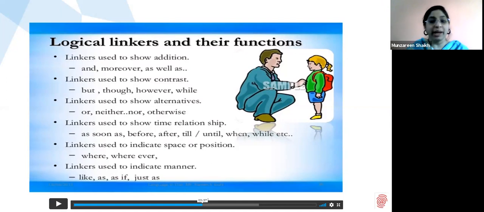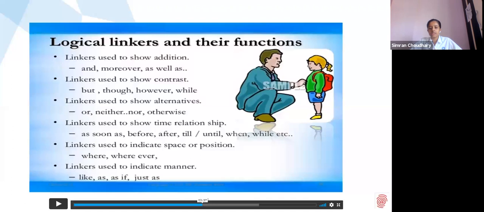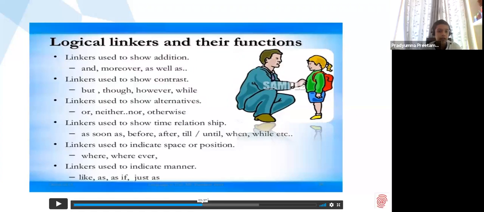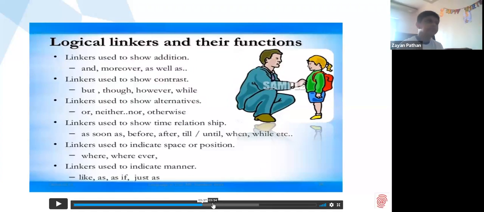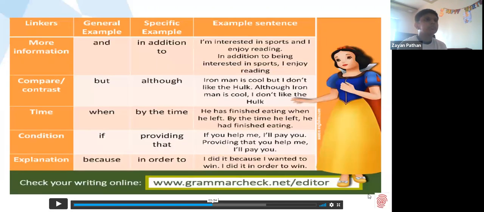If you want to show contrast, which type of linker are you going to use? Ma'am, but, though, however, while. Right. And if you want to show a position, a place, what type of linker are you going to use? Where, wherever. Okay. Everyone, I hope you understood this slide. Yes, ma'am. Okay, let's go on to the next.